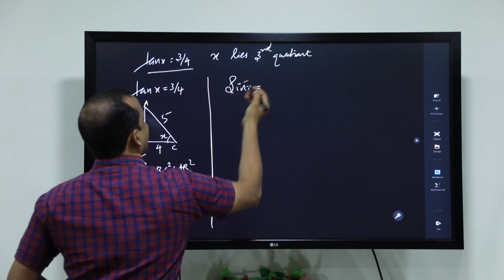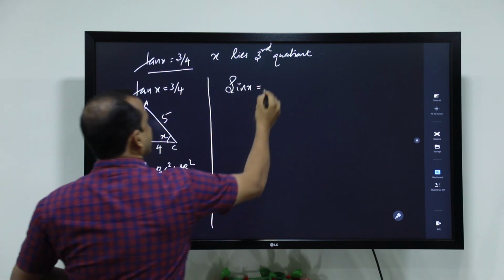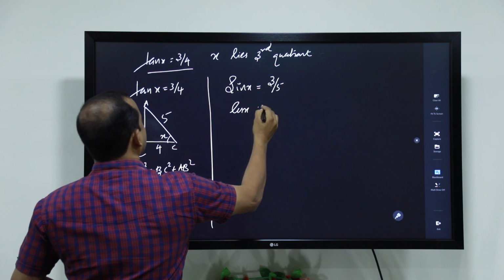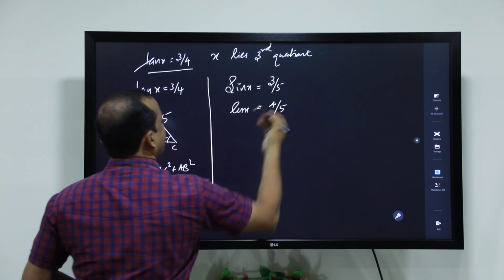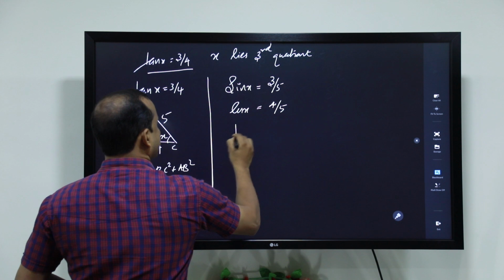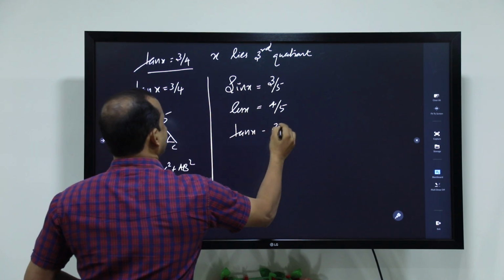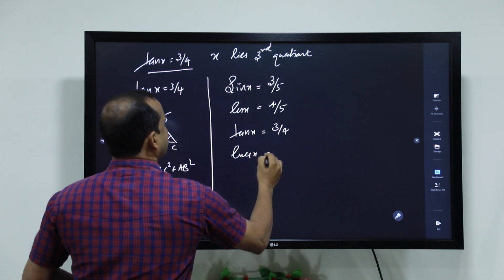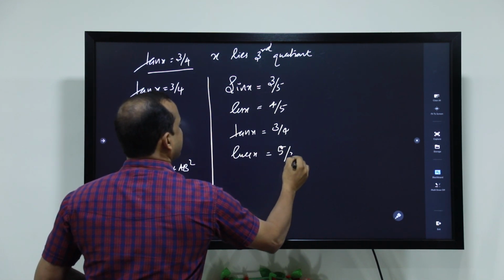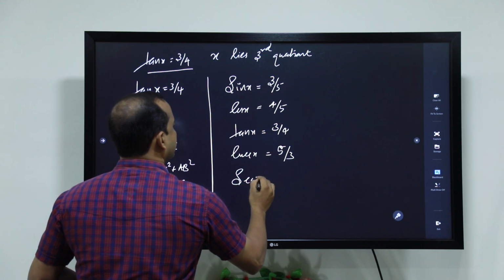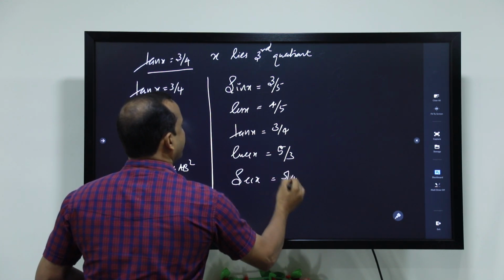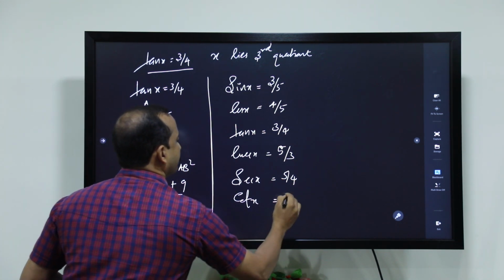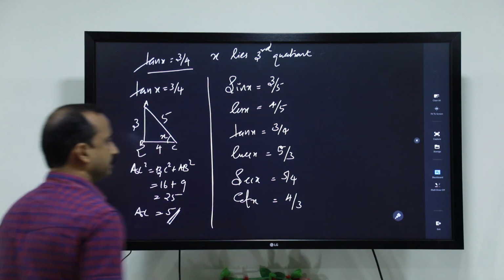You know sin x is opposite side divided by hypotenuse, that is 3 by 5. Cos x, adjacent side by hypotenuse, that is 4 divided by 5. Tan x, that is opposite side divided by adjacent side. Then cosec x, reciprocal of sine, that is 5 divided by 3. Sec x is 5 divided by 4, reciprocal of cos. And last, cot x, reciprocal of tan, that is 4 divided by 3.